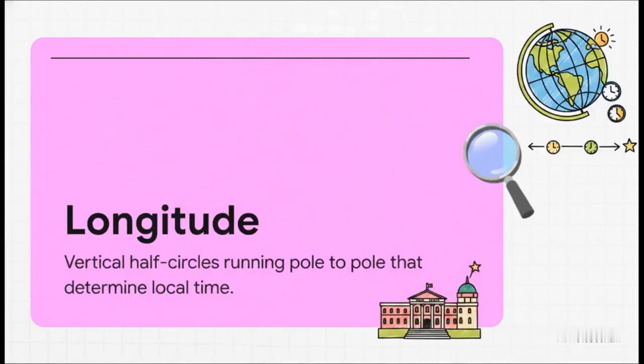The second coordinate is longitude. These are the imaginary vertical half circles running from the North Pole down to the South Pole. We measure these moving east or west from a starting point called the prime meridian, which sits at 0 degrees and passes right through Greenwich in London.